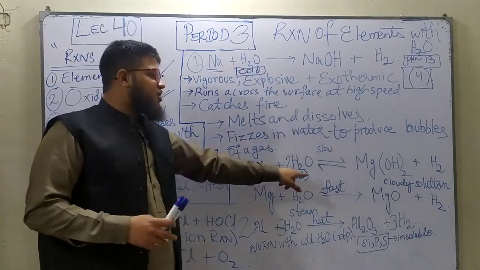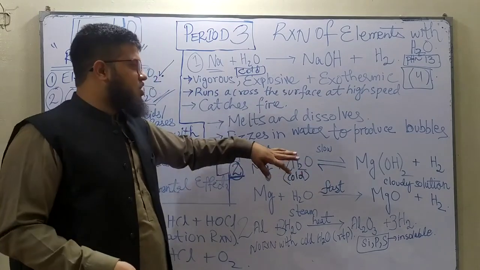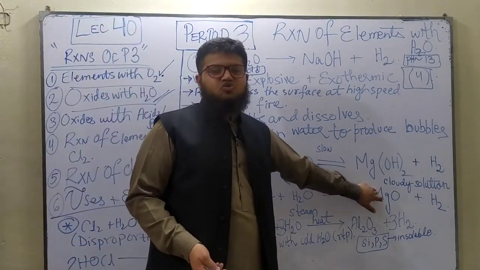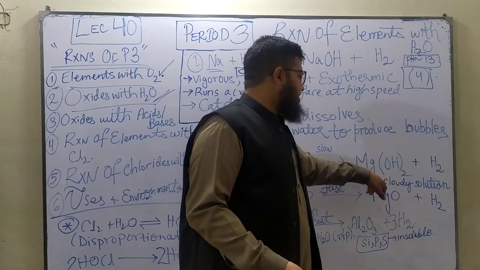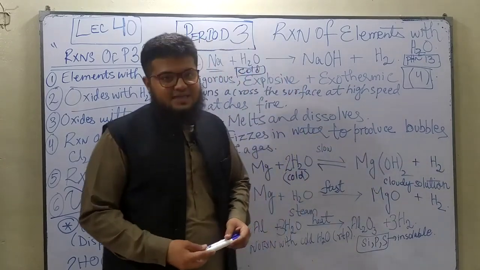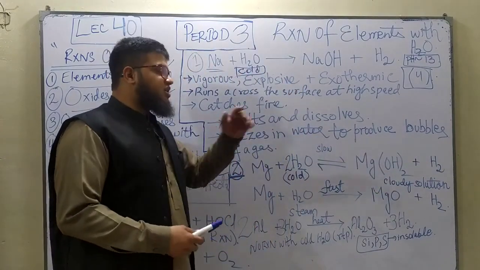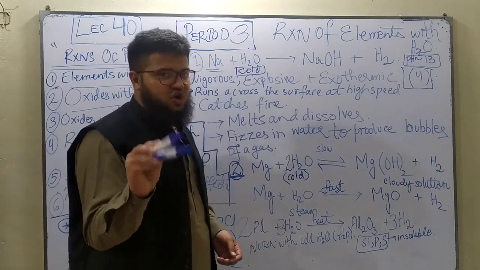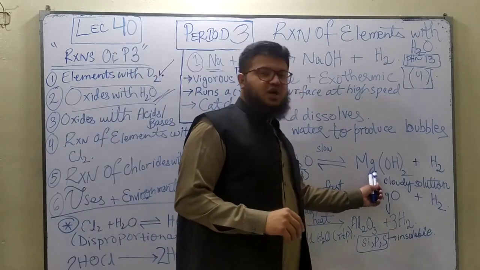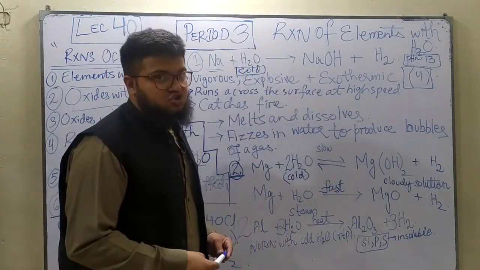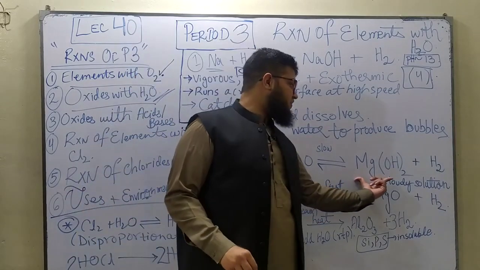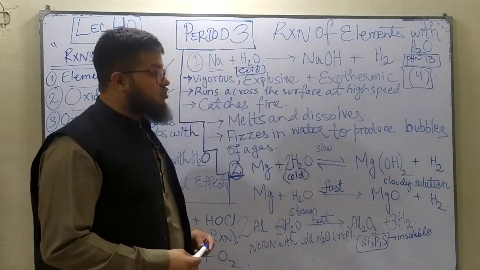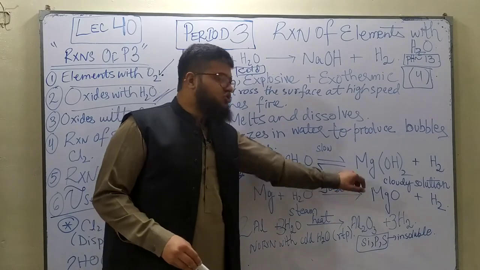Now, when magnesium reacts with that water at room temperature, there is a slow reaction and it produces a cloudy solution which contains magnesium hydroxide and hydrogen gas. Now this solution is cloudy because remember in the previous video I told you that magnesium hydroxide is slightly soluble or partially soluble in water. It does not fully dissolve in water and some of it precipitates out, so the solution remains cloudy.